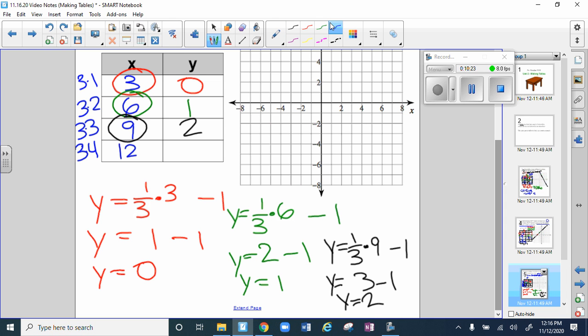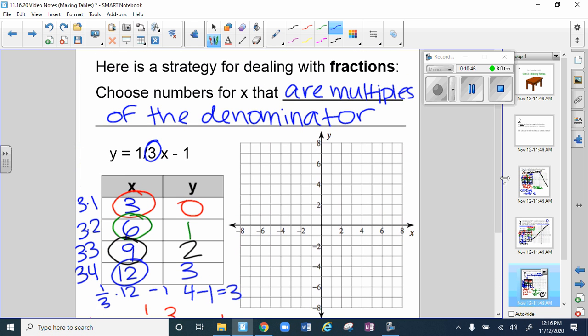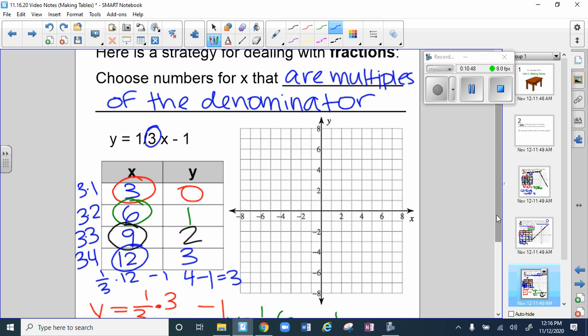And then my last point on here was x equal to 12. So I'll have 1/3 times 12, then minus 1. 1/3 times 12 is 4. Subtracting 1, I end up with 3. So I have my solutions in my table, all of my values for x and y. And I can plot them on my graph. Because remember, these are all solutions, so they're points on my graph, on my line. So I have 3, 0. I have 6, 1.